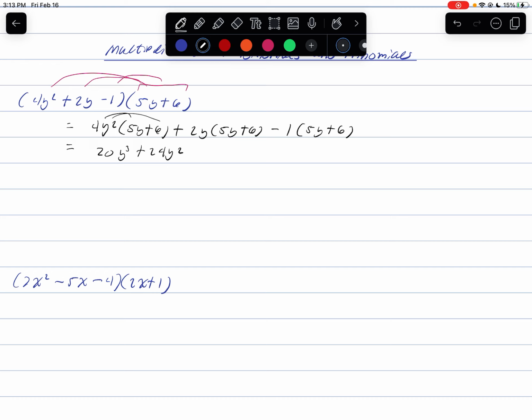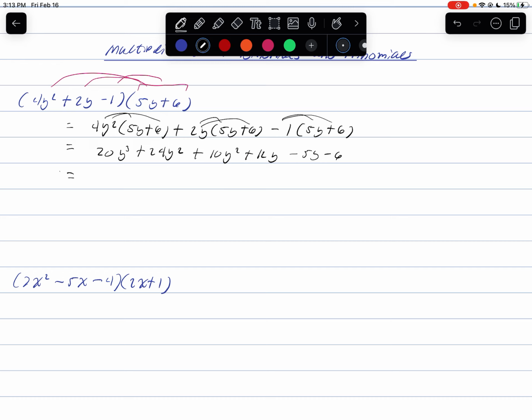Okay? Then we can distribute the 2y to the 5y. That's going to give us 10y squared. And the 2y to the 6 gives us 12y. And then if we distribute the negative 1 to the 5y and to the 6, we're going to get minus 5y minus 6. And then all we have to do is combine like terms.